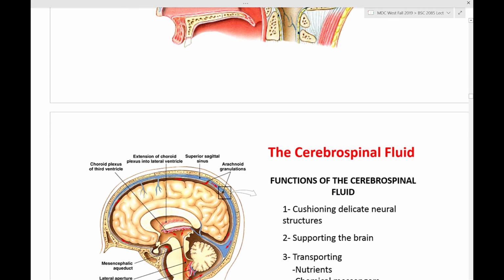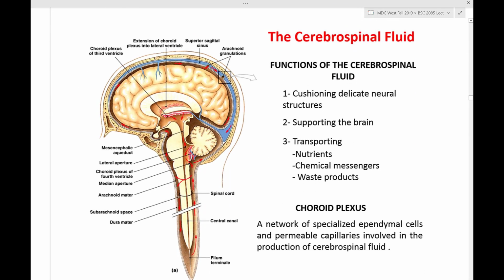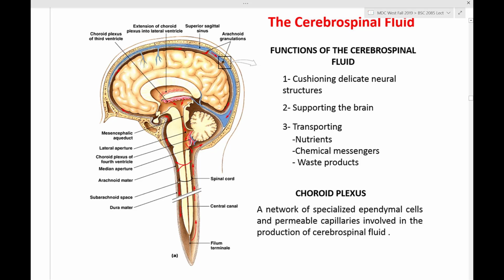Now, how does that fluid circulate? If you look at the fluid, what makes the CSF? What type of cells makes the CSF? I'm going to highlight the choroid plexus, but what type of cells? Ependymal cells. When you have a colony of ependymal cells, they make what we know as the choroid plexus. Okay? So these ependymal cells are going to make your CSF.